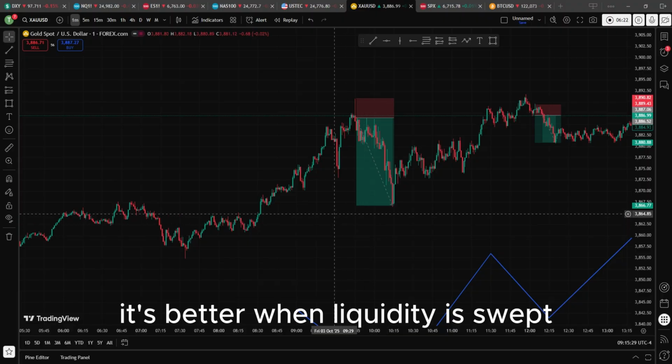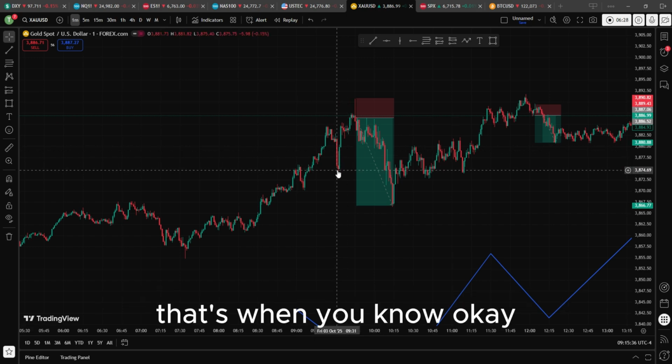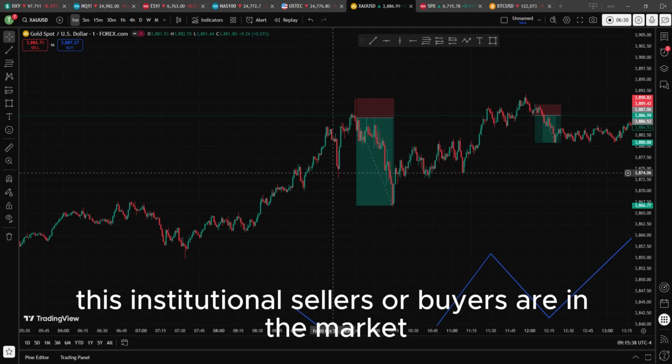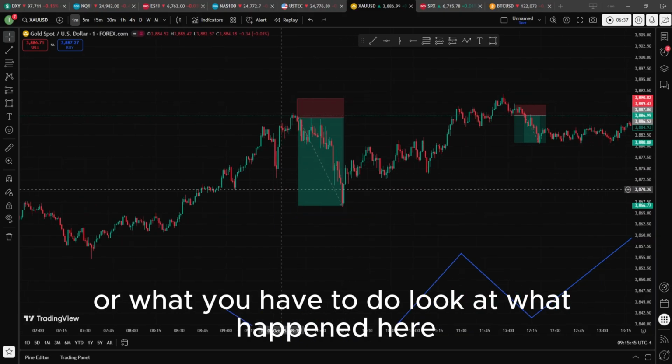It's better when liquidity is swept and then you see bearish mitigation forming. That's when you know, okay, these institutional sellers or buyers are in the market now. You see the bearish mitigation forming. Or what you have to do, look at what happened here.